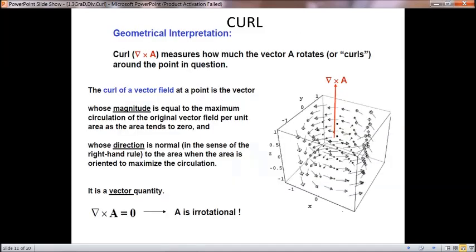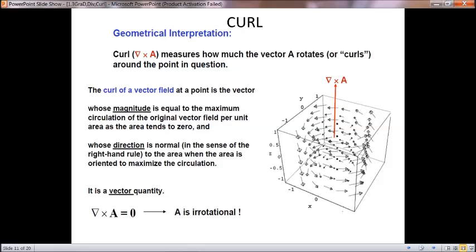Direction is normal. We always consider the normal direction, because if two vectors are acting there, the resultant direction has to be considered, but all three are perpendicular to each other, so we have to consider the direction as normal, that is orthogonal. This works in the sense of the right-hand rule, whose direction is normal in the sense of the right-hand rule to the area, where the area is oriented to maximize the circulation. It is a vector quantity.